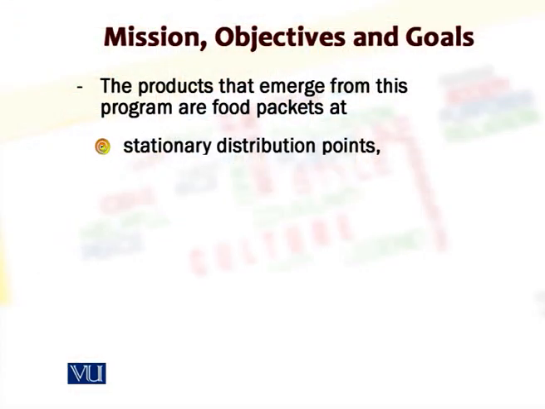Once you are clear about the scope of operations, it will go back into the mission statement and you will proceed accordingly. Now, the next question that you will have: how do you distribute that food? Well, you distribute that food either at stationary distribution points or through a mobile network or a combination of both. Again, depending upon the resources that you have and the capabilities that you have.